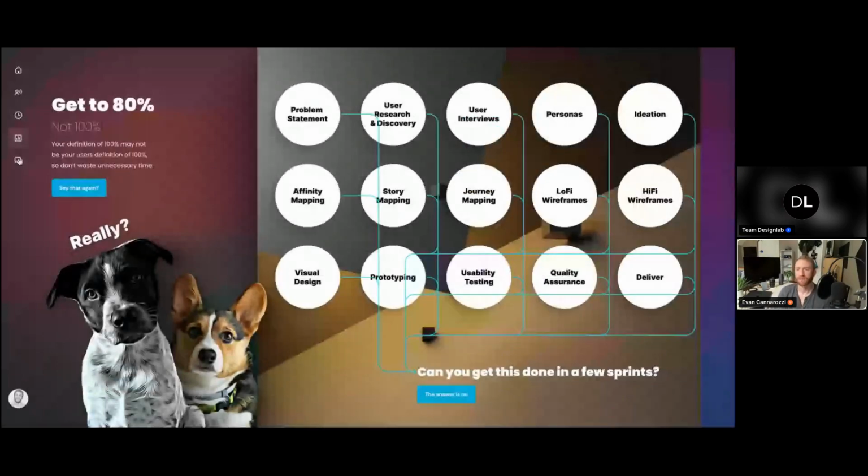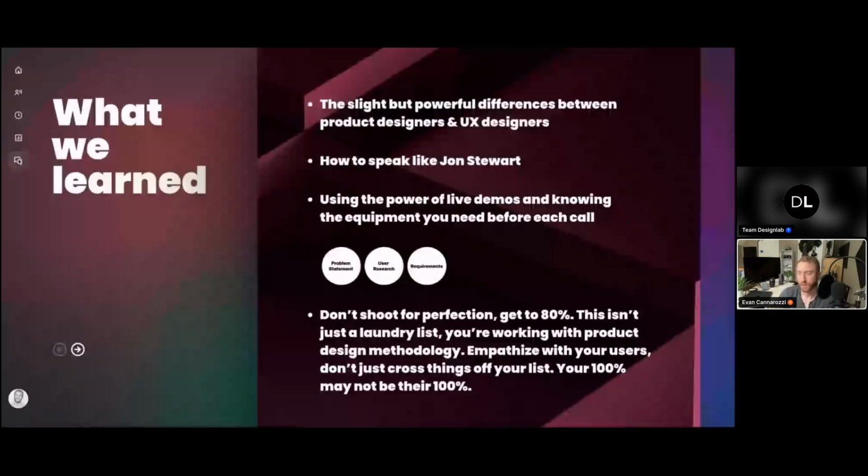All right. So what did we learn today? We learned the slight but powerful differences between product designers and UX designers, right? And what that was, that leadership quality, right? More expected from the product designer. They're expected to lead. UX designers, it's a little bit more of a variable. Again, part of their job is to do a lot of the same things, but the product designer holds a little bit more weight because they're expected to know more.